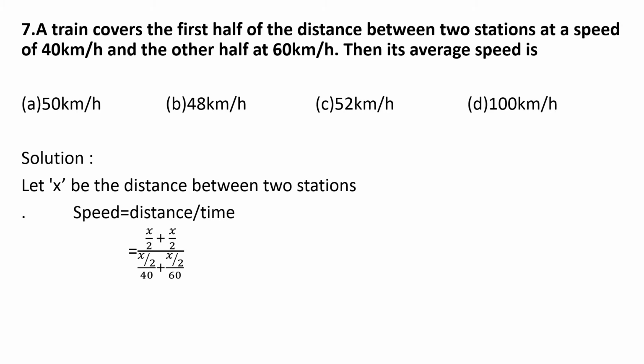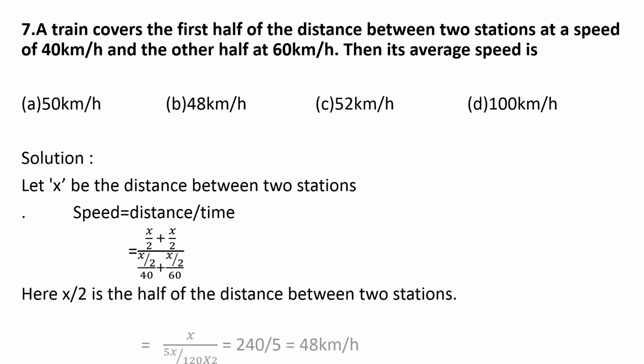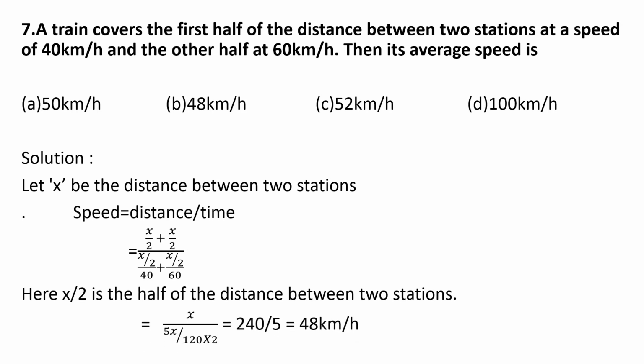Next, the time for the second half of the distance, which is x by 2 divided by 60. So this gives the time for the second half of the distance. Simplifying, the total time is 5x divided by 120 into 2, and you get 48 km per hour. So the answer is option B, 48 km per hour.